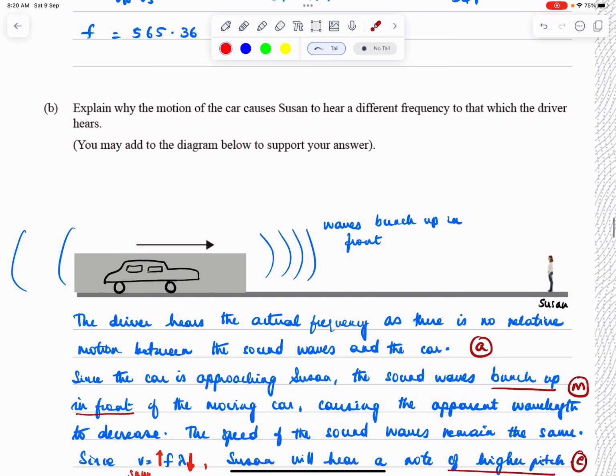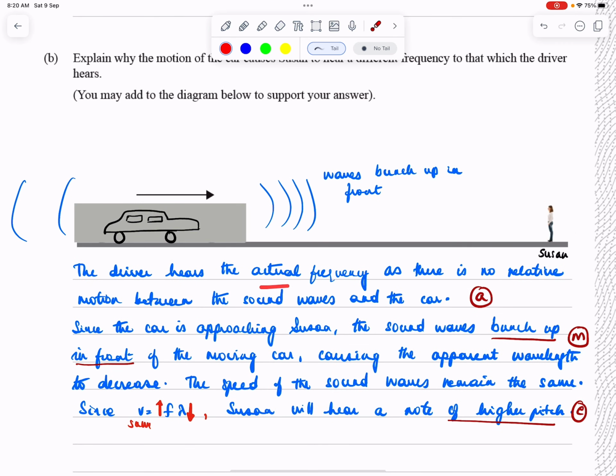So you comment on what Susan hears and comment on what the driver hears, and you may draw a diagram. So what I've drawn is there would have been a car's picture which is taken off here. So I've drawn the wavefronts close together, so the wavelength is shorter there, and there's Susan standing. So the driver hears the actual frequency as there's no relative motion between the sound waves and the car. So there's your Achieved.